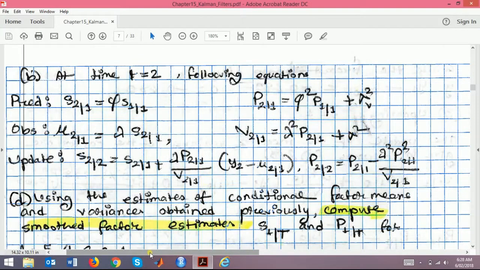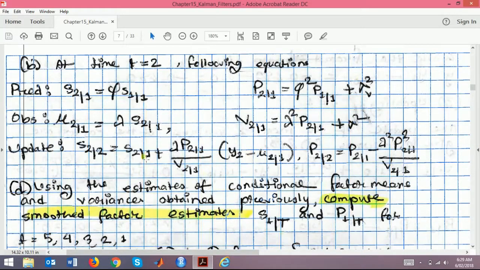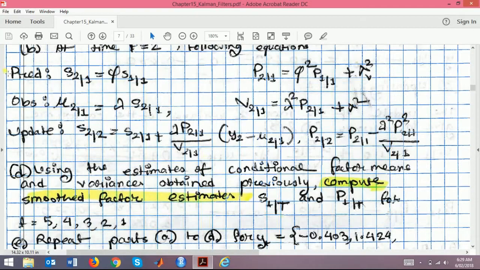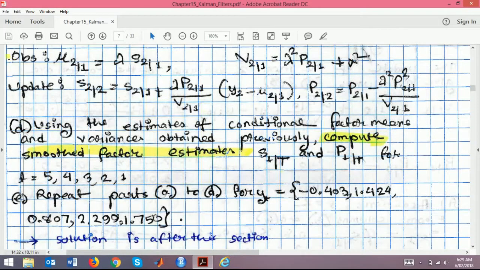At time 2, we know S21 equals phi S11, and P21 equals phi squared P11 plus sigma squared. Observation again goes on like that: mu21 equals lambda S21, and V21 equals lambda squared P21 plus sigma squared. That will go on like that, and we just update the system overall. Using the estimates of conditional factor means and variances obtained previously, compute the smoothed factor estimates, S_t|T and P_t|T.